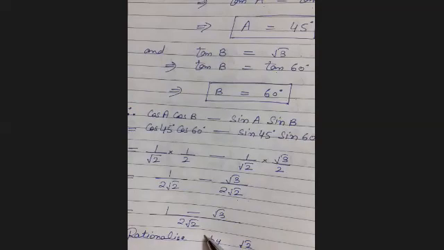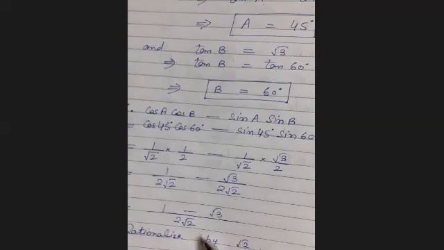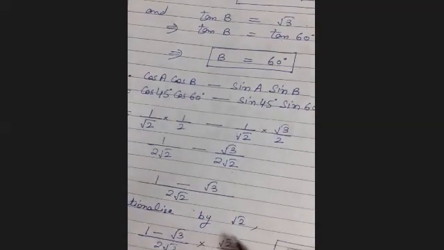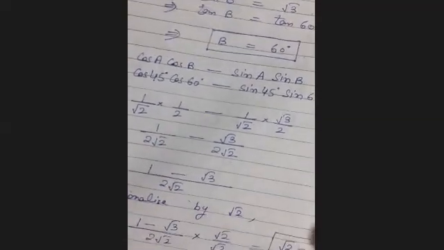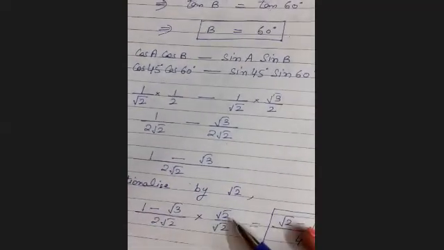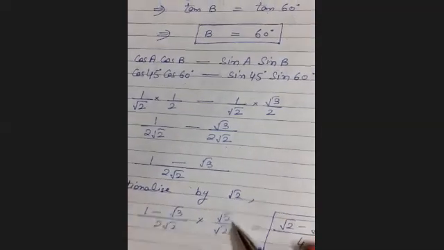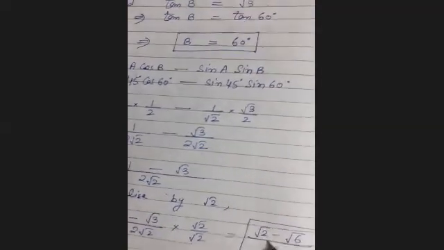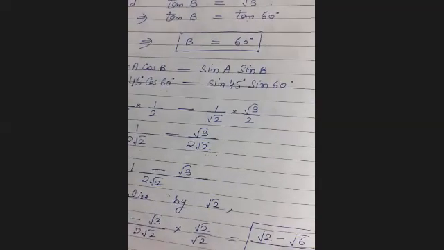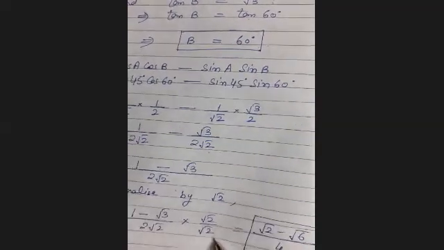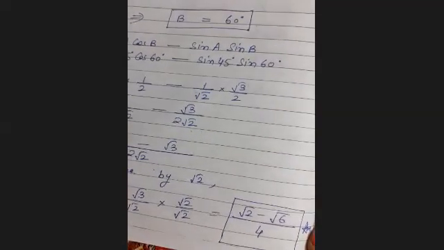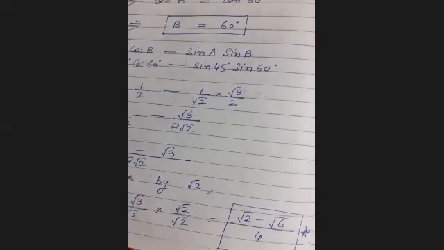As you know, we can't leave root 2 in the denominator. That's why we have to rationalize by root 2. By rationalizing it, we are getting 1 minus root 3 upon 2 root 2, multiply and divide by root 2. Root 2 into 1 is root 2, and root 2 into root 3 is root 6. And root 2 into 2 root 2 is 4. Hence, the final answer is root 2 minus root 6 upon 4. Similarly, we will discuss more questions.